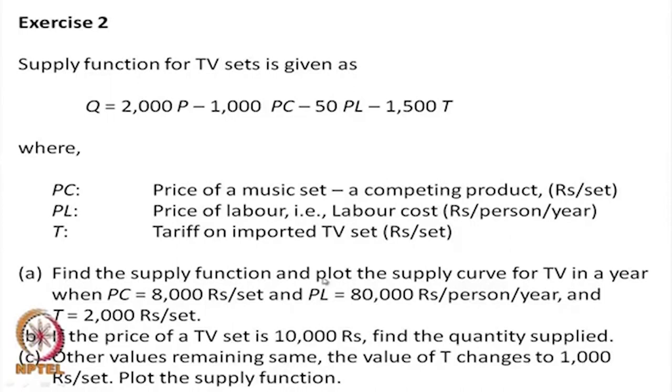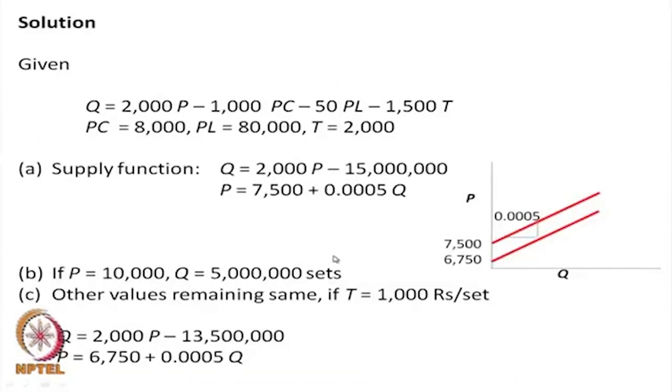Now, let us take up this particular exercise. Given the regression equation containing Q, P, PC, PL and T, the values of PC, PL and T are given. When I put these values here, for PC 8000, for PL 80000, for T 2000, I get a relationship between Q and P such as this. From here, I can find P, which is 7500 plus 0.0005 Q. So, the intercept is 7500 and the slope of this line is 0.0005. So, I plot this one here.